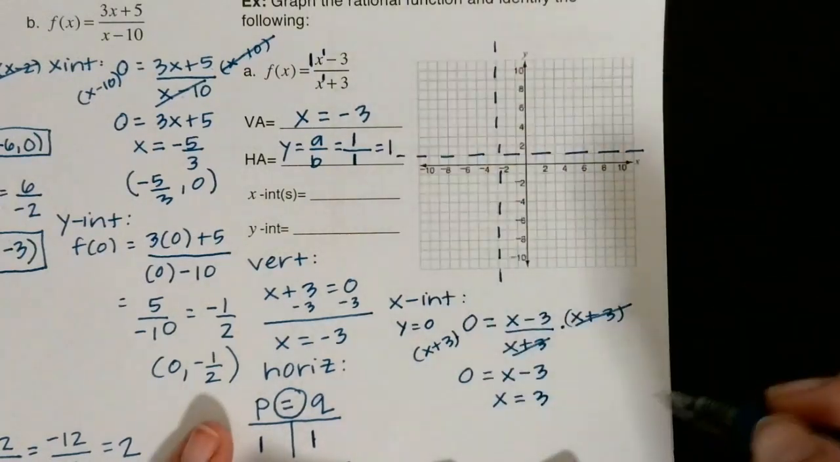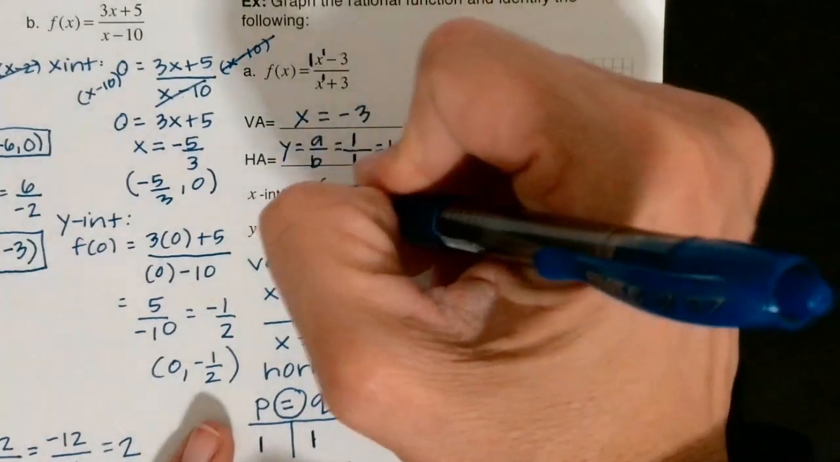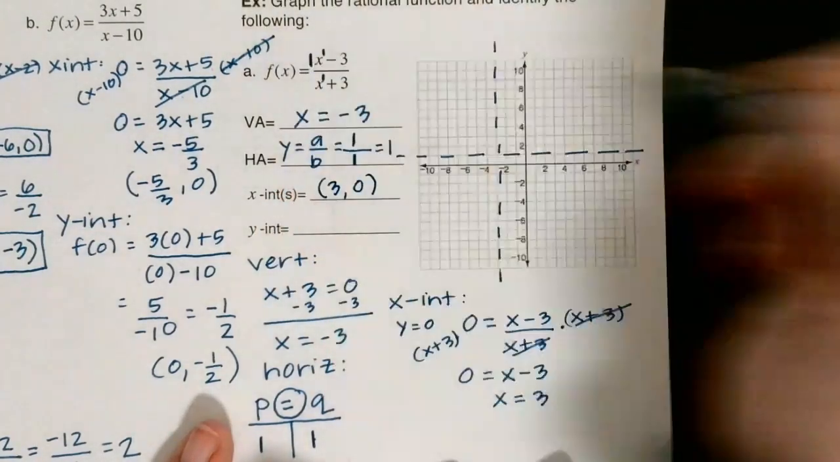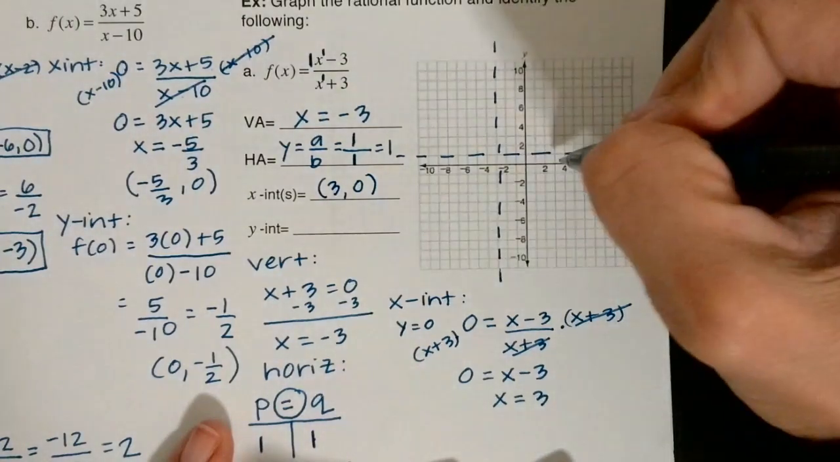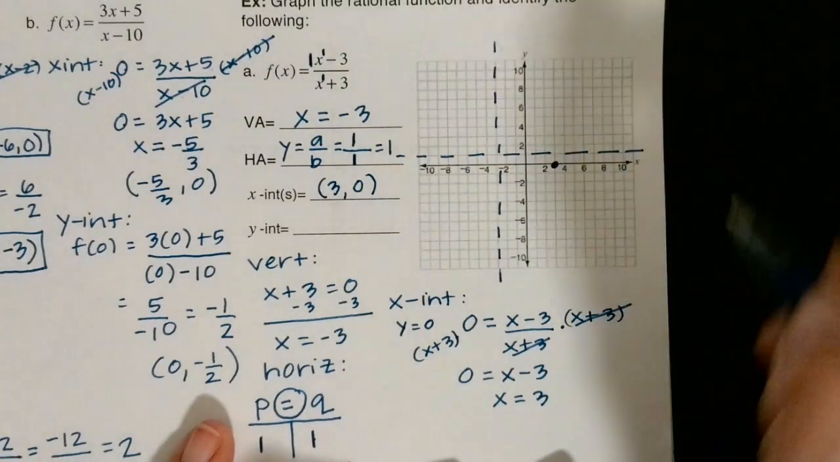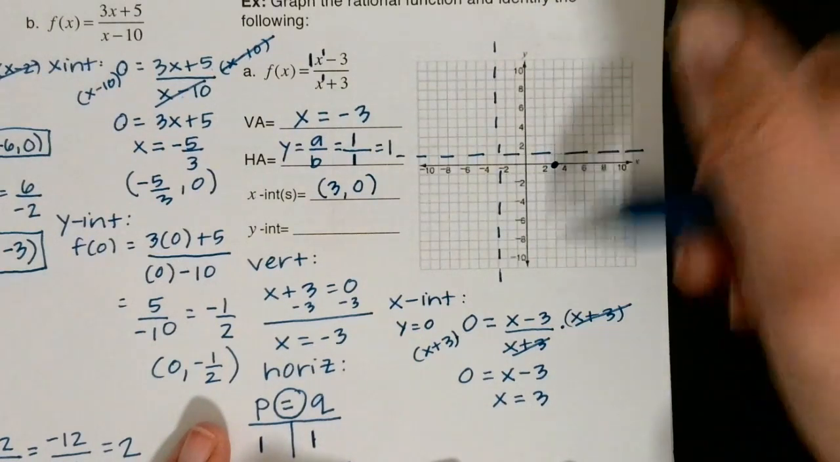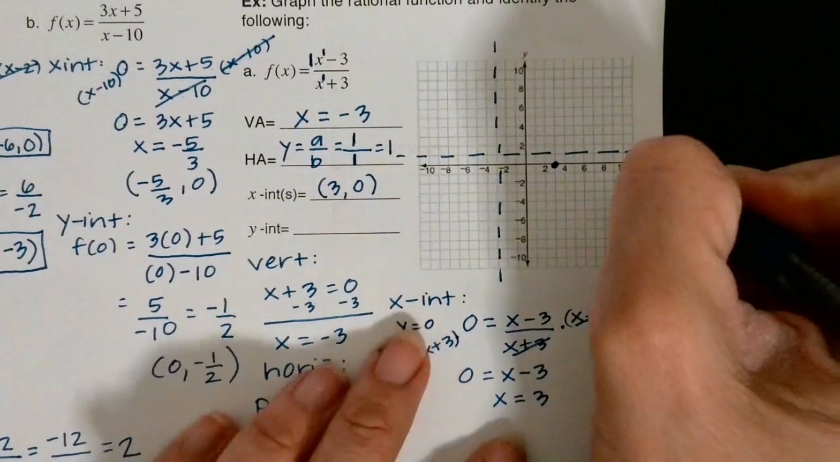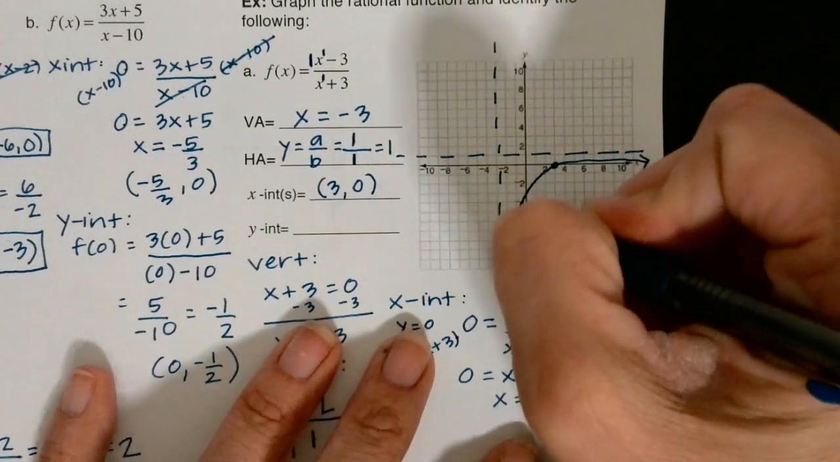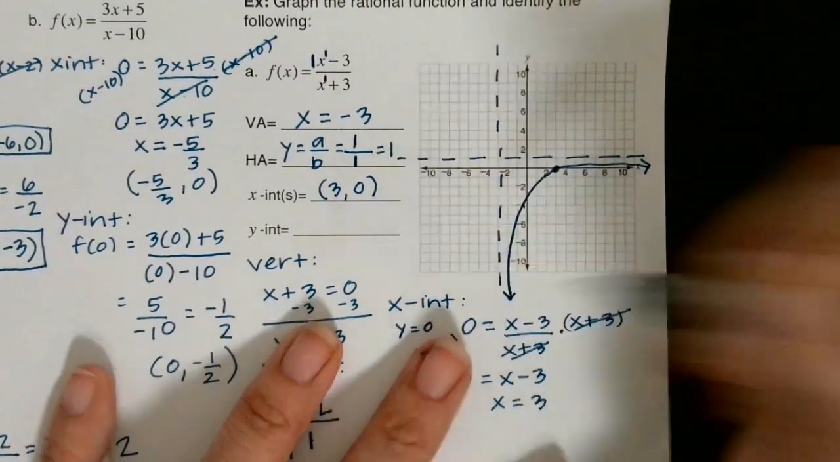So my x-intercept is not just x equals 3. It's the point (3, 0). So I'm going to plot that point. That point is right here. If I have a point on my graph below, then this entire graph is automatically below. So it's going to go like that.